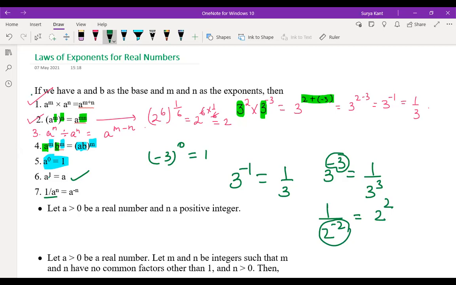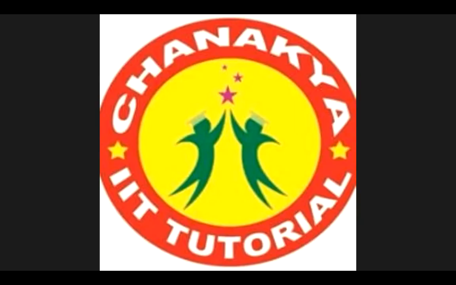So these are the 7 laws of exponents. If you know them, you can solve that type of sums. So I think almost everything is clear. Again, we'll do the sums. How many sums can we do? We keep on doing. Okay.